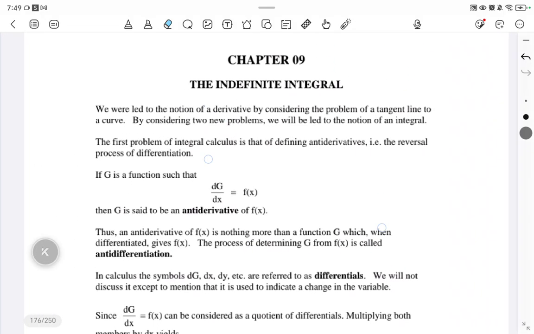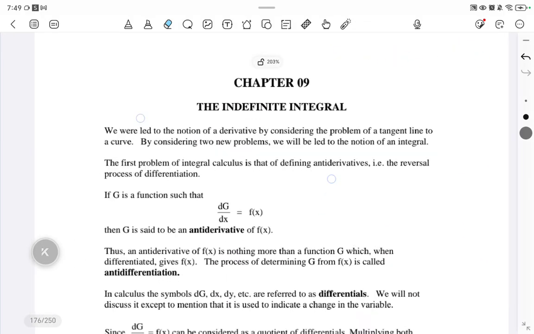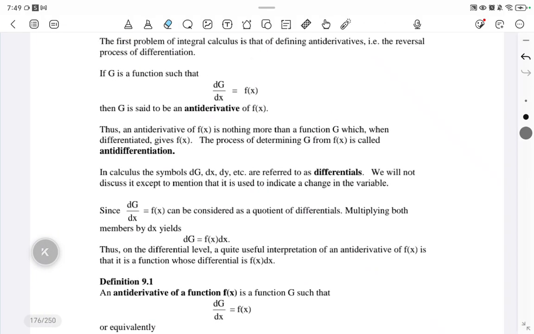Let me cancel this, then we jump ahead to here. They say that if g is a function such that the derivative of g with respect to x is equal to f of x, then g is said to be an antiderivative of f of x. Thus an antiderivative of f of x is nothing more than a function g which when differentiated gives f of x. The process of determining g from f of x is called antidifferentiation.